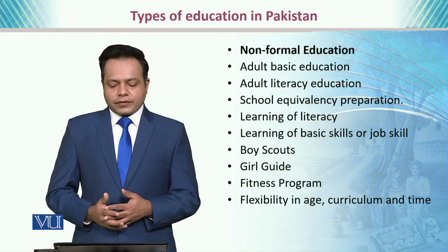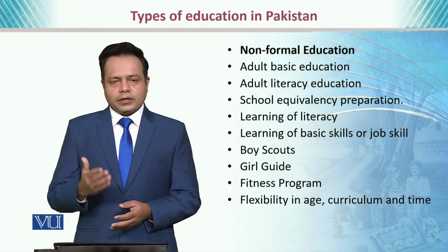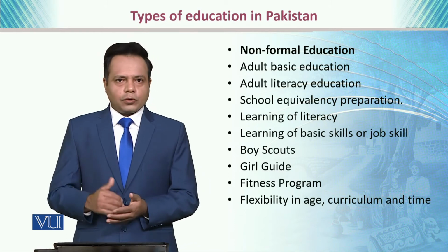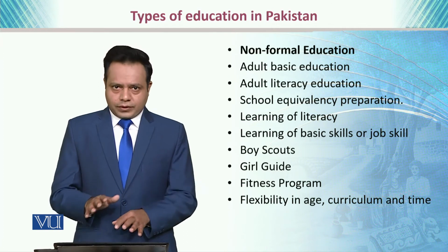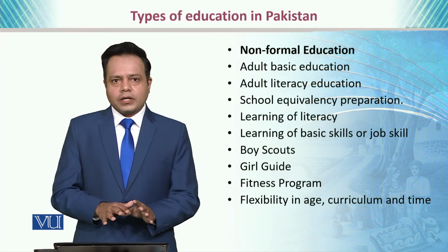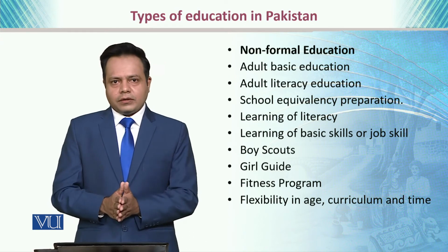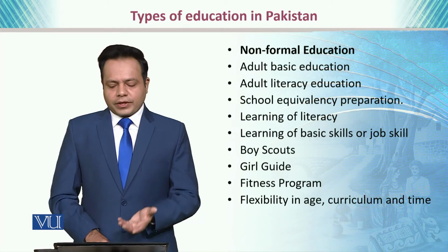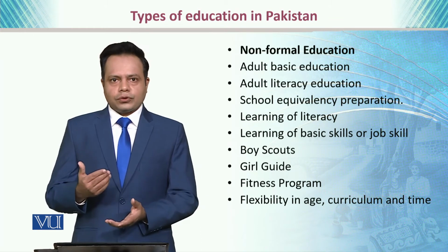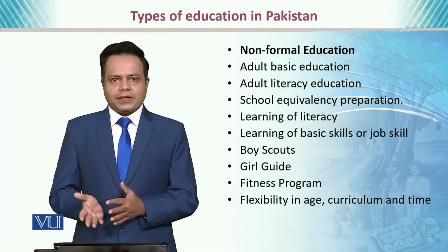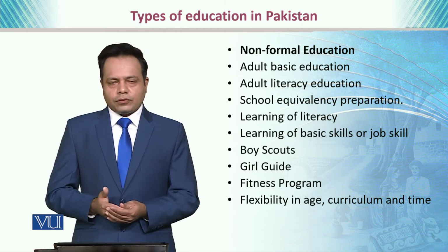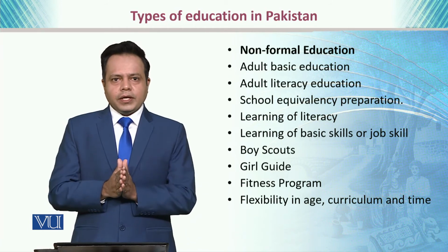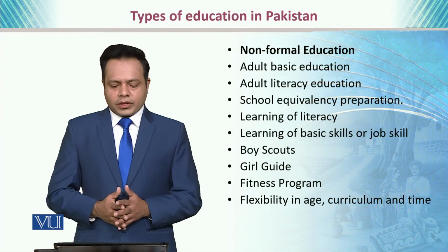The learning of basic skills or job skills was also part of that plan. For example, by teaching them how to read and write, they might acquire some basic computer skills as well, so that they could work at a professional level in the IT sector. And then we had the Boy Scouts and Girl Guides. These were for basic social skills, for social welfare and general community development, so that these people could go into their communities to work for the general betterment and safety of their own surroundings.